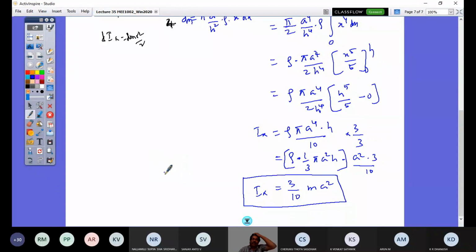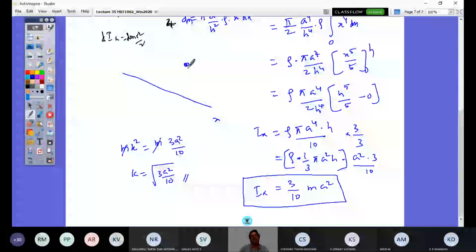So what is the radius of gyration? If my cone's entire mass is shrunk and kept at a distance k, then it would be m k squared equals m into 3a squared by 10. So mass goes, so k would be under root of 3a squared by 10. So this is the radius of gyration. What is the meaning? If the entire cone mass is kept as a concentrated mass m at a distance k, and it's rotating about this axis, then this distance k is given by this.